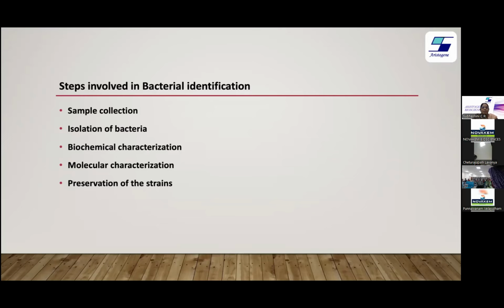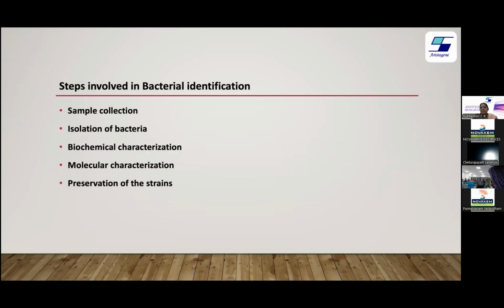So a very important thing is to collect an appropriate sample and then ship it to the lab in cold condition. Then the next step is to isolate a single type of bacteria, which is done in the following slides; I will explain about it. Then the next part is to identify the bacteria based on the biochemical characterization.